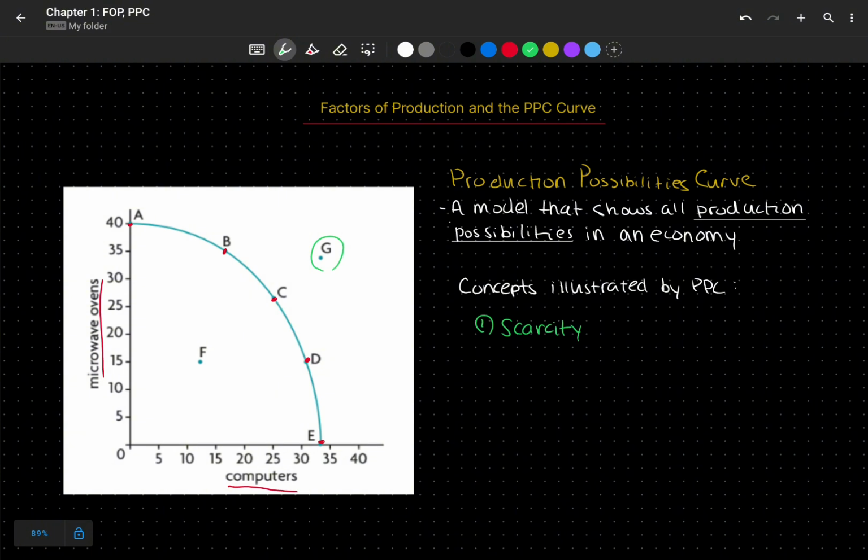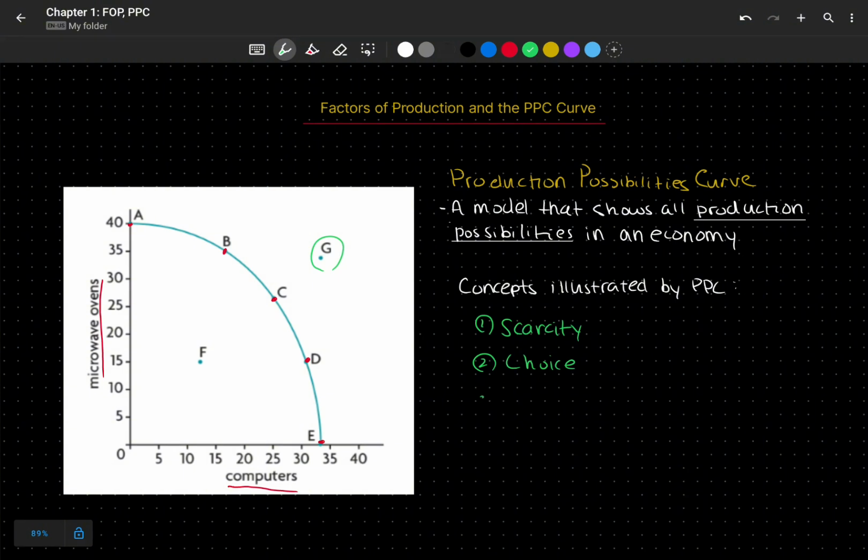Okay, now the second concept is choice. Because we cannot produce an infinite number of everything, we're going to have to make a choice of how much of what to produce. So in this case, we're going to have to make a decision. Do we want more microwave ovens than computers? Do we want more computers than microwave ovens? Which is it that we really need more of?